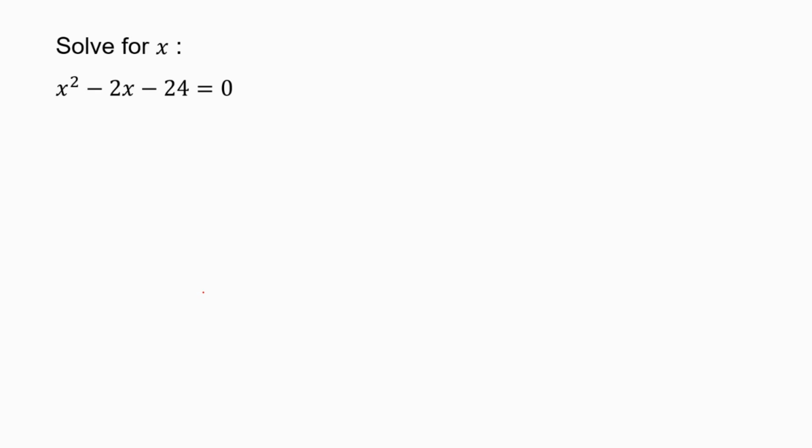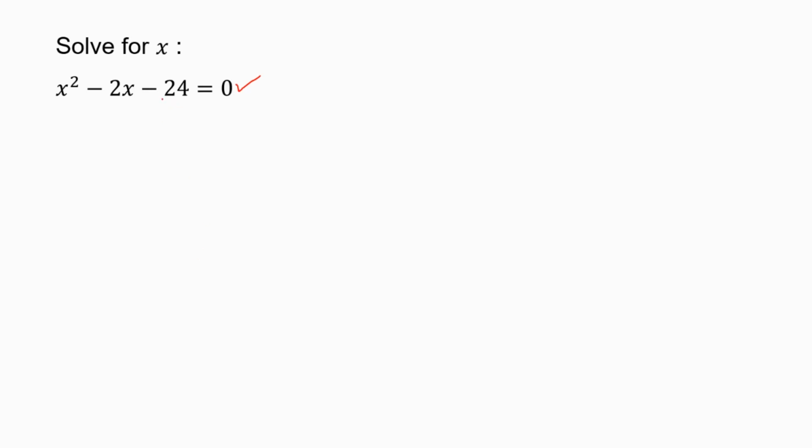Right, so it says solve for x, and then we have our quadratic equation, which is already in standard form. Remember, for us to be able to solve a quadratic equation, it has to be in standard form. So here we are expected to factorize. Okay, we're expected to factorize.